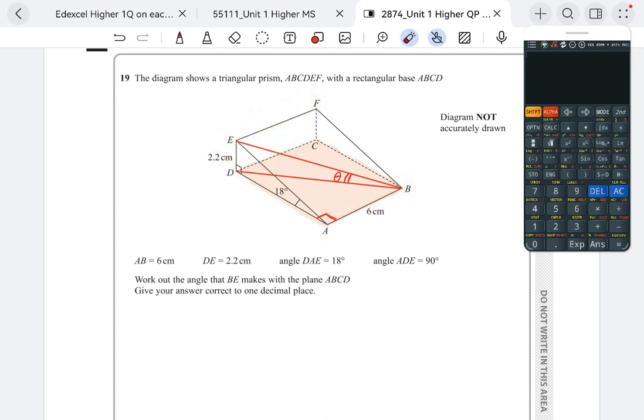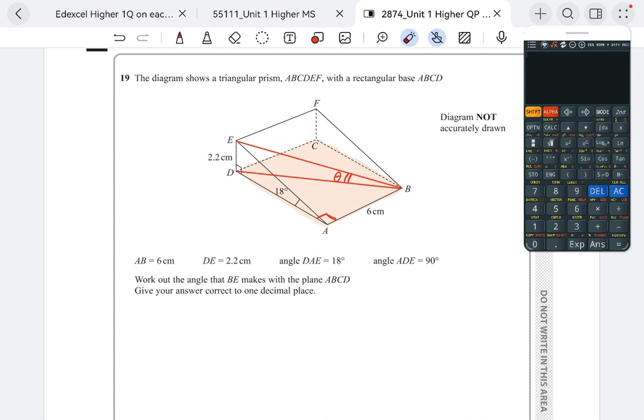They ask you to work out the angle that BE makes with the base of the triangular prism, so the angle that BE makes with the plane ABCD. You can see these red lines here to show you the angle between BE and the base. I mean this angle. So I just need to find this angle, which I denoted as theta.